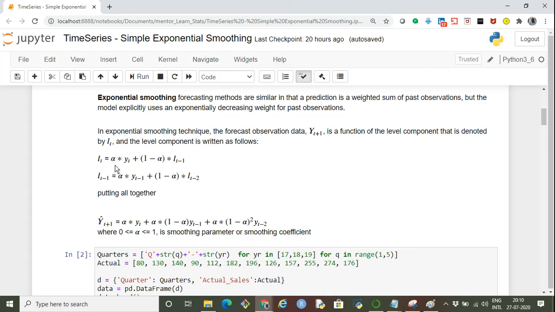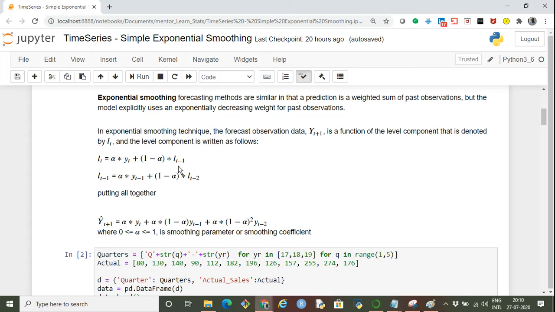So what we are saying is that the weightage that we are passing is alpha, and it is multiplied by the recent observation yt, and we are adding to it 1 minus alpha, that is whatever is left out. So 1 minus alpha, for example, if alpha is 0.2, then 1 minus alpha will be 0.8, and that will be multiplied by lt minus 1.